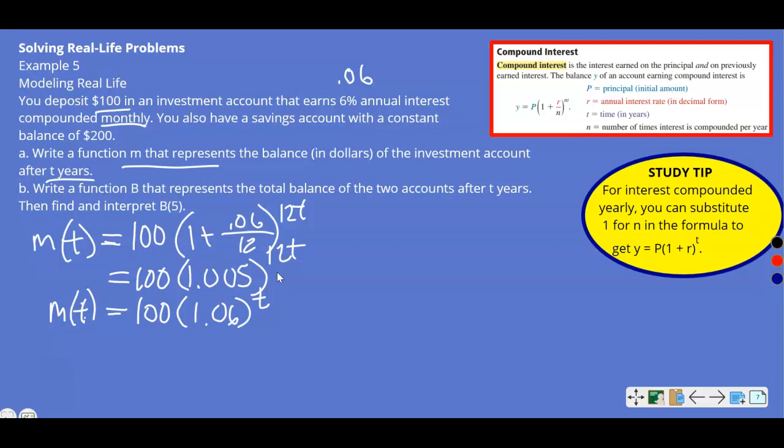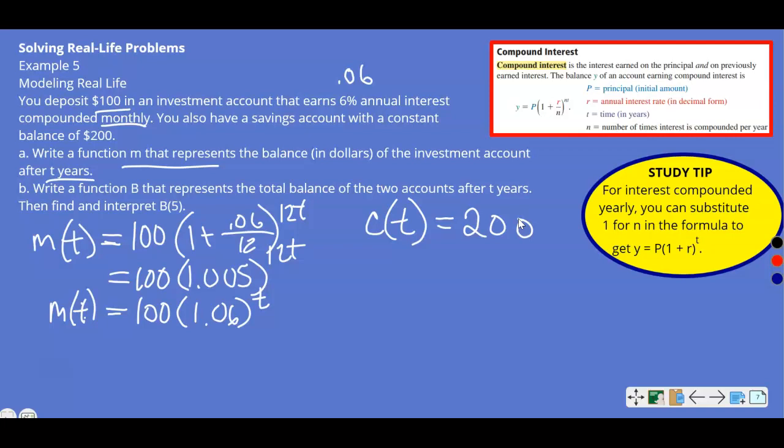And then part B says, write a function B that represents the total balance of the two accounts after t years. All right, so remember the second account says you also have a savings account with a constant balance of 200. If we have a constant balance of 200, that means there's no change. So it would just be C of t for a constant balance of 200. So there's no change, there's no slope in it. So that would represent your function of your savings account.